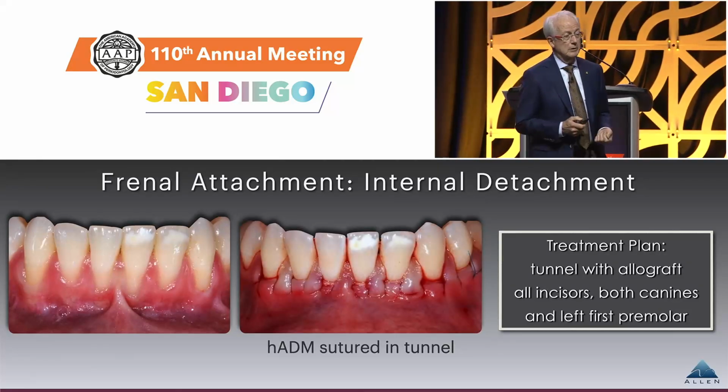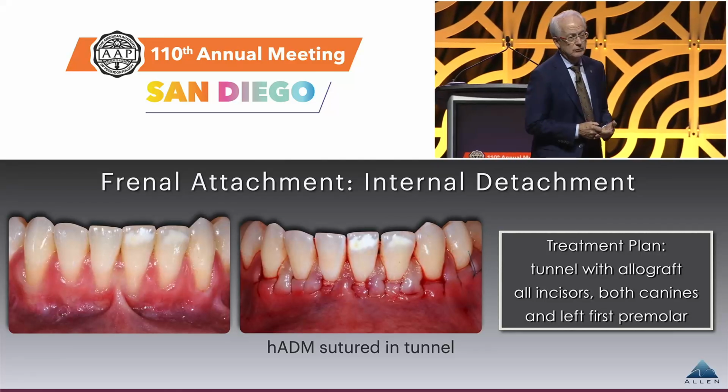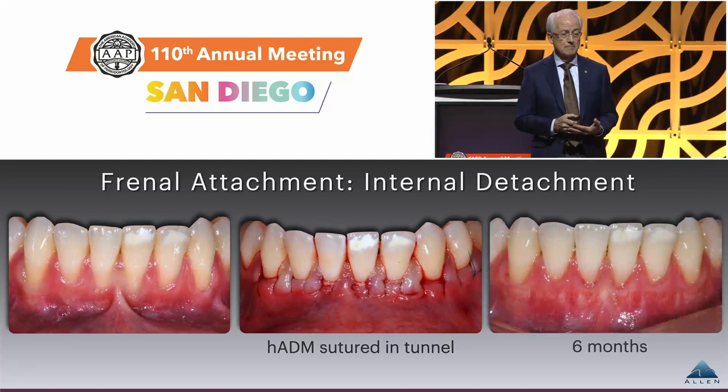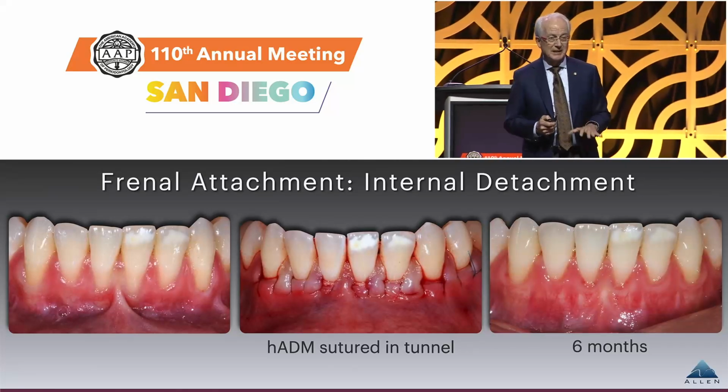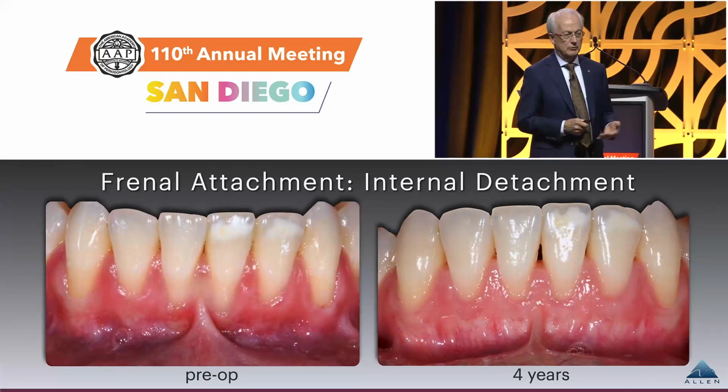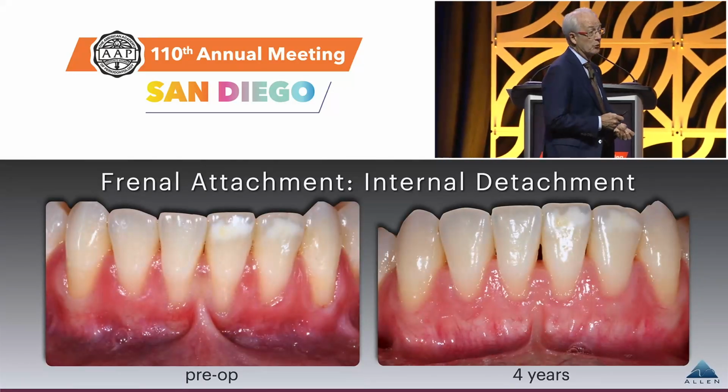So that's sutured, continuously sutured, the newer technique of suturing, 6-0 polypropylene, human acellular dermal matrix sutured in the tunnel, and a 6-month outcome. And that's okay. Again, it's not my prettiest 6-month outcome, but I'll show you a variety of different ones. Pretty happy with the 4-year outcome.